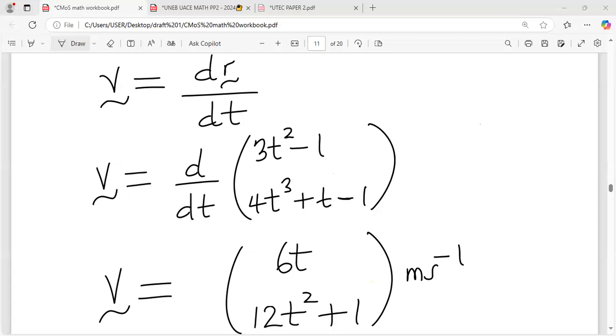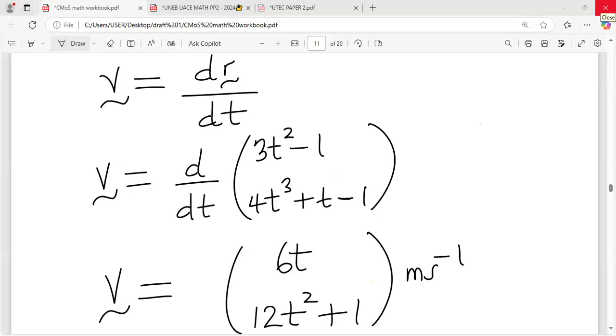Because we simply drop the power and reduce the power by 1. That's what we do. Drop the power 2; when it multiplies the 3, it becomes a 6. Then you reduce the power by 1, so it transforms from t power 2 to t power 1. For the case of 4t cubed, you drop that power. It becomes 12 because of 3 times 4. Then you reduce that power by 1, that's why it becomes t power 2. That's what is done in differentiation.